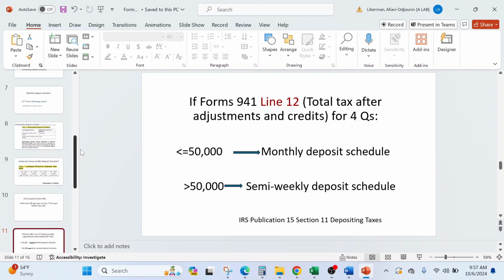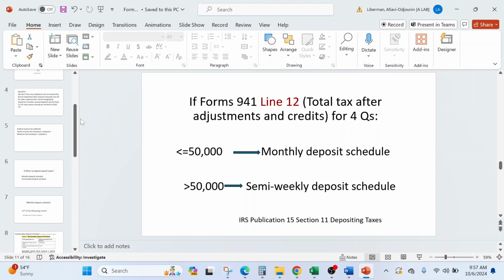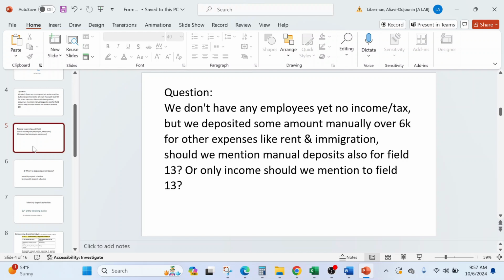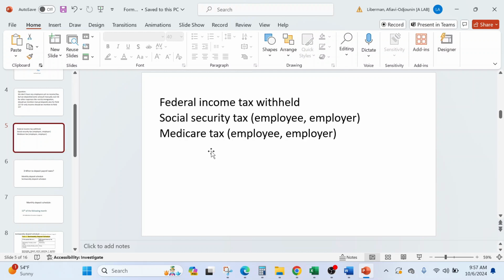And again, those deposits are your payroll tax: the federal income tax withheld from the employee's wages, the social security and Medicare tax that you withheld from the employee's wages, and the equal portion that your business pays. Those are the total amount that you will need to deposit in your EFTPS account through EFT.